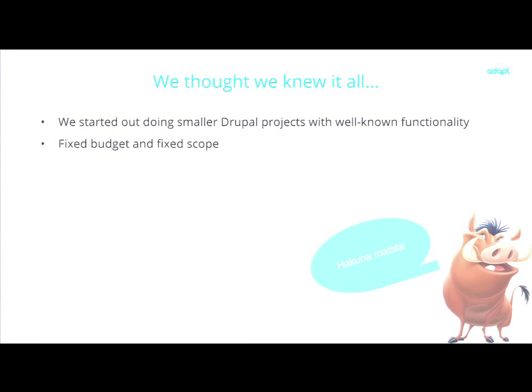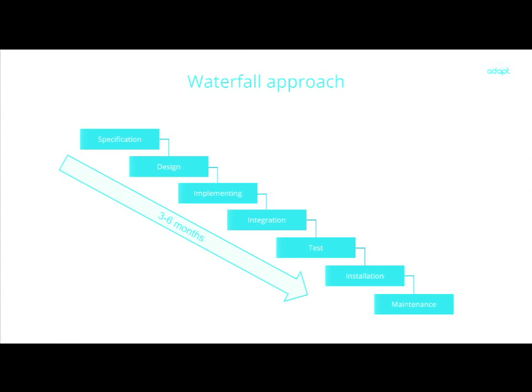When we started out doing Drupal projects, we only did smaller projects with well-known functionality modules that we've used before and knew really well. We thought we knew it all. So we worked with fixed budgets and fixed scope. We had a classic waterfall approach. Our projects lasted typically 3 to 6 months, and we started out by specifying all of the functionality that we were going to do. Then we designed how it was going to look. We started implementing it. Then we did our integrations, and then we started testing.